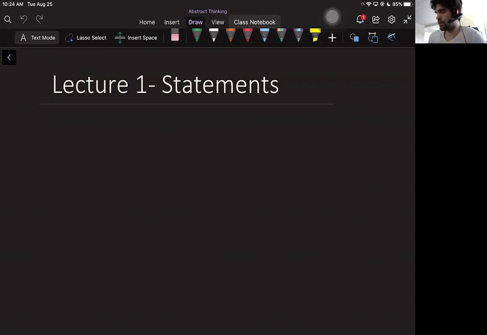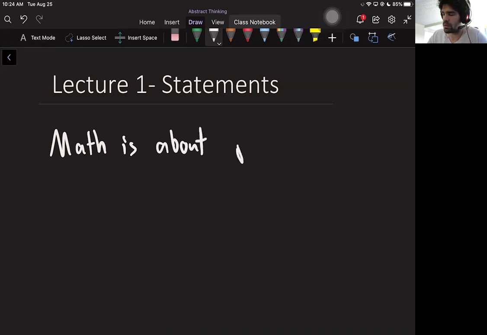So we're going to start off talking about something called statements. And this is what math is all about. So we're going to leave behind all the baby stuff that you've learned in previous math classes, and we're going to start doing real math here. And what it's all about is proving statements.